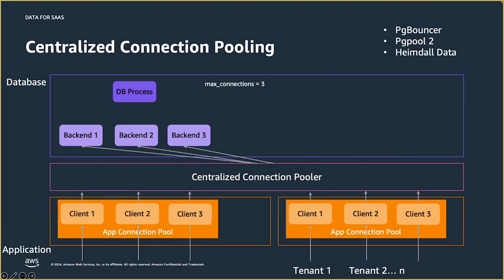So the pattern here is to implement a centralized connection pooling technology. There's some popular open source and community solutions such as PG Bouncer and PG Pool 2 that can be deployed and act as a central point that your applications connect to, and they then manage the connections to the database process.